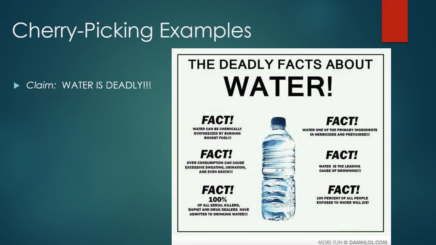Or I could show you something that's all remarkably true, but obviously incorrect. Right? Overconsumption of water can lead to excessive urination. 100% of murderers have drunk water. These are all things that, sure, they're probably true, but this obviously has an agenda. It's obviously trying to make you believe something by reporting things that are true, but don't really have a lot of meaning.